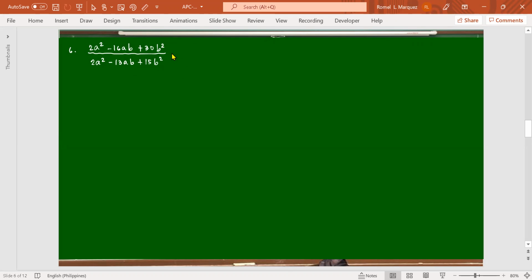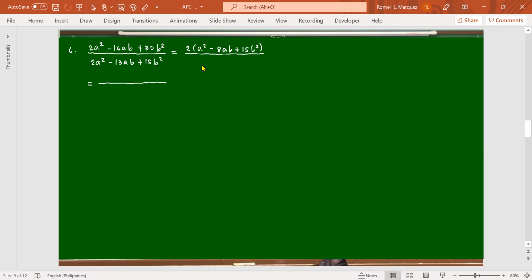Okay, what about this? The numerator. Is the numerator factorable? So if it is factorable by trial and error, no? Possible factors of 2 are 2 and 1. What about 30? By the way, there is a common, no? Let's factor it out first. What is common, guys, in the numerator? 2, no? Then a squared minus 8ab plus 15b squared, all over.